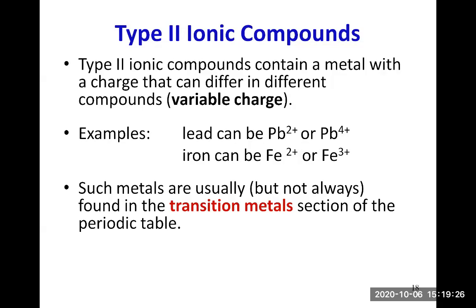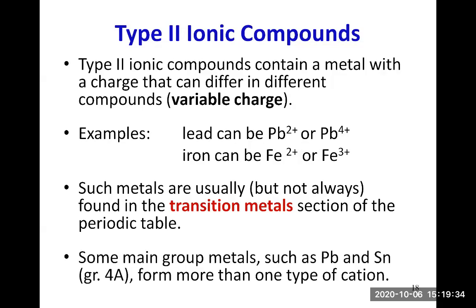Silver, cadmium, and zinc are exceptions. These are type 1 metals. And the exceptions are also that you find some of the main group metals, such as lead and tin, from group 4A, bismuth from group 5A, are also forming more than one type of cation. So that's why they are not type 1 metals, but type 2.